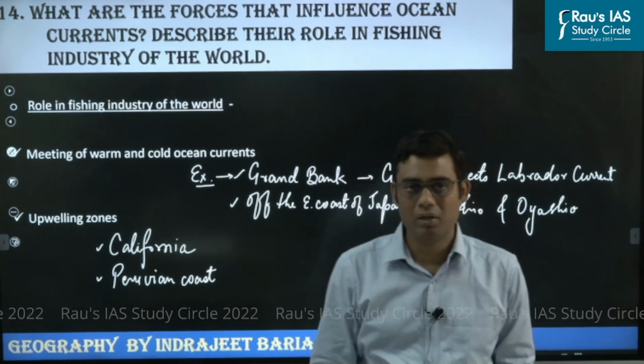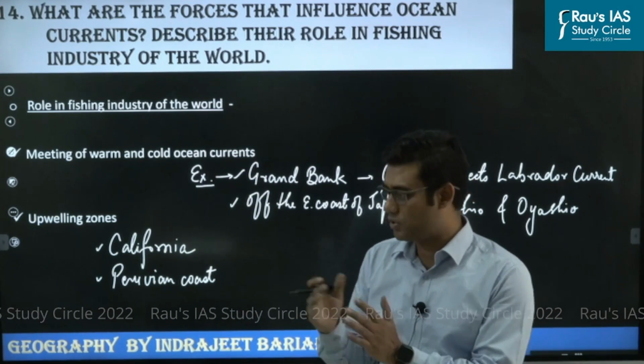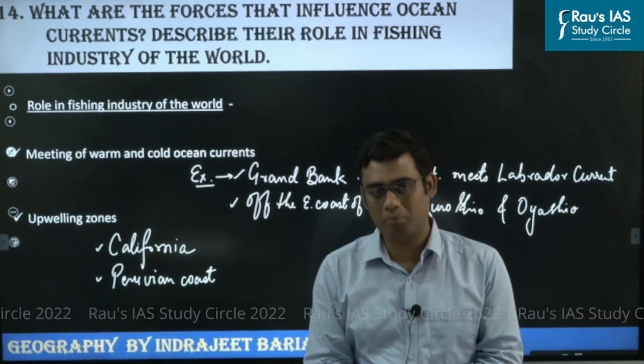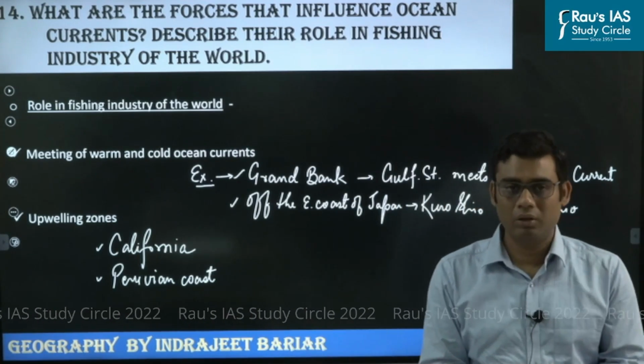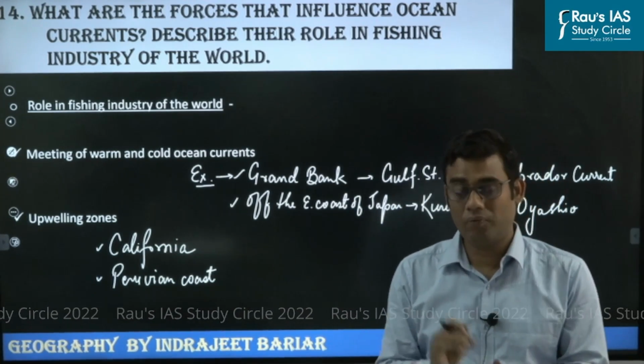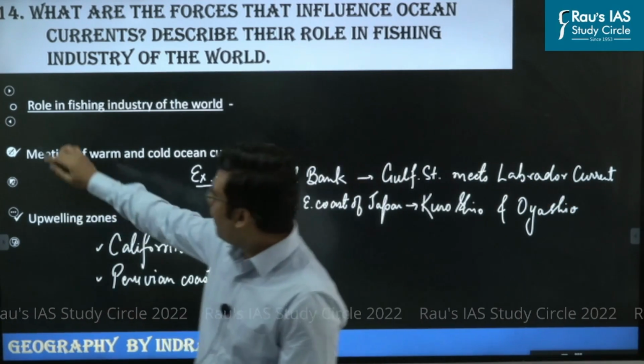So that's how you will explain the two roles of ocean currents in fisheries. But most importantly, examples. Everything has to be substantiated with proper examples. So this was question number 14, 250 words, 15 marker. Let's move on to the next question.